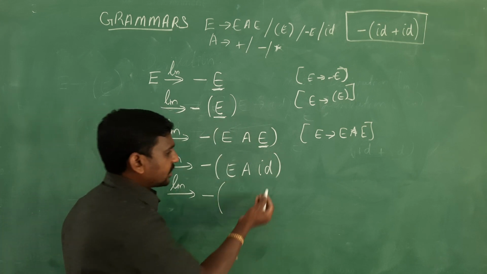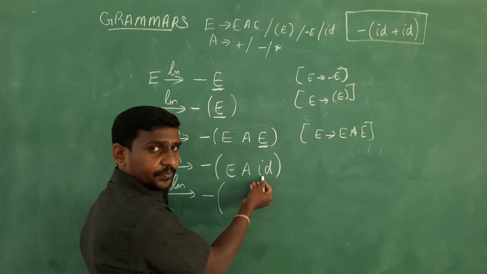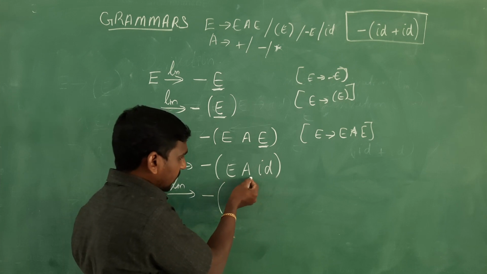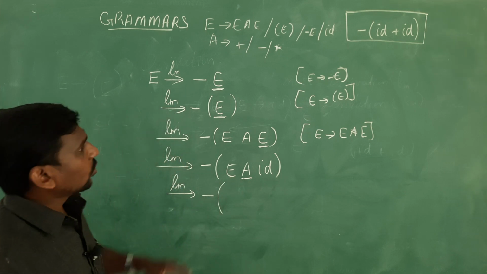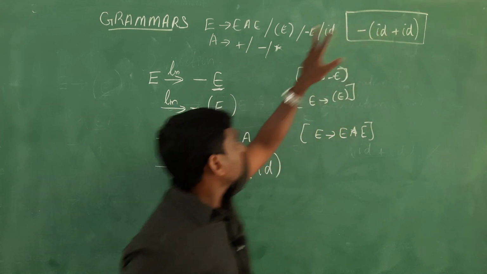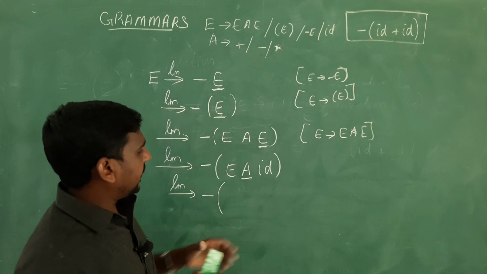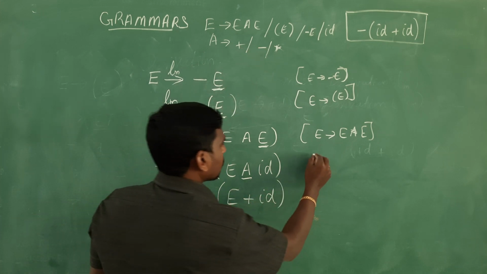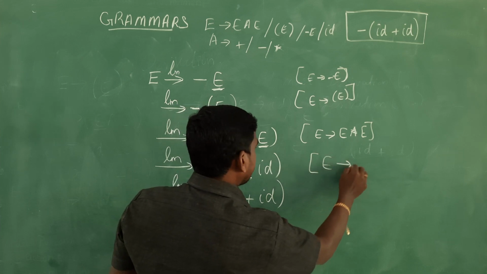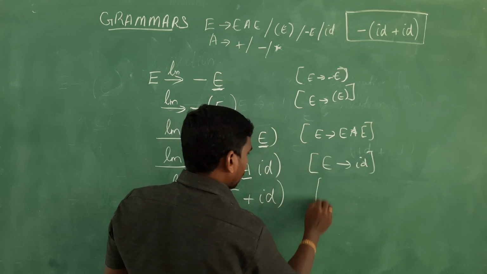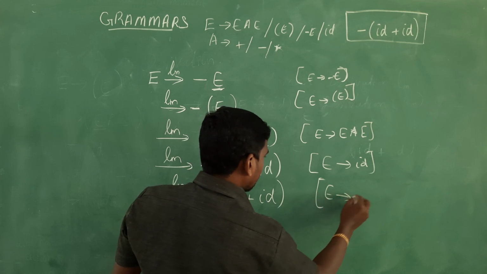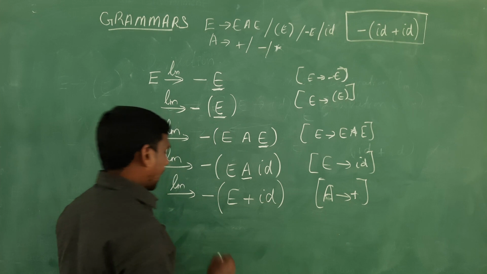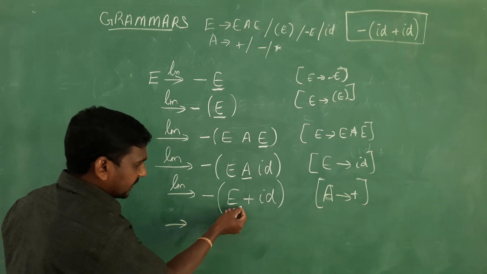See here, which one can I expand? Can I expand ID? No, ID is a terminal. This is also a terminal. Then this A I want to expand. So I need plus here, right? Whether A has plus, yes, A has plus. So E plus ID. Here what I did is, expanded using E tends to ID. Here the production I used is A tends to plus. Now I have expanded this variable.